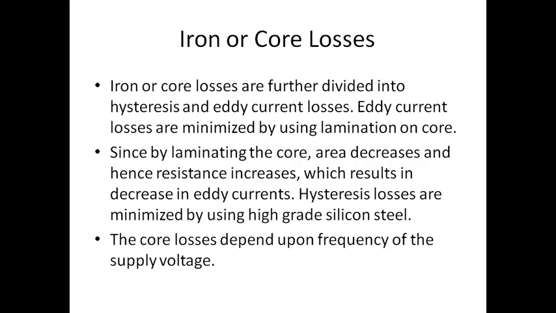Again, iron loss is divided into two types: hysteresis and eddy current loss. Eddy current loss is minimized by using lamination. Once you laminate the core, your eddy current loss is minimized, since by laminating the core the area decreases and hence the resistance increases. Then, how do you reduce the hysteresis losses? In the manufacturing material of your motor, you use graded silicon steel. If you use it, your hysteresis loss is reduced.